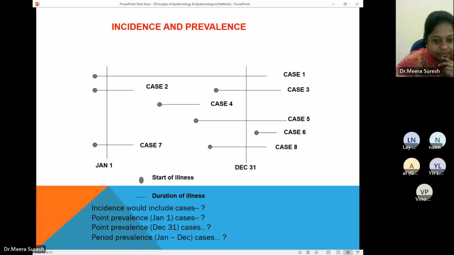12. Is it 12? Because you're asking for the prevalence, right? The incidence multiplied by the duration. The second question, the point prevalence on January 1st. I take the formula as incidence times disease duration.